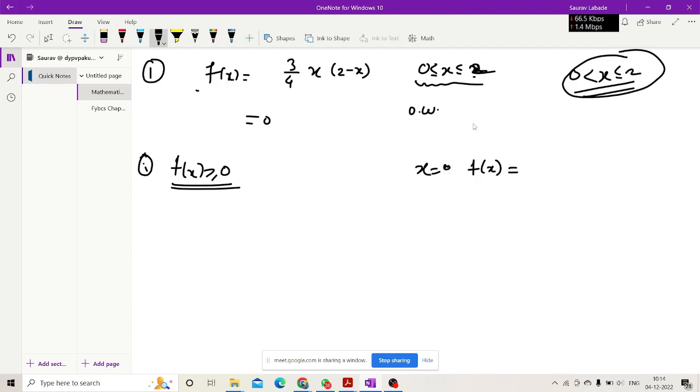एफ ऑफ एक्स बघा, एक्स जर सबस्टिट्यूट केला तर काय होईल? 3/4 into 0 into this bracket, right? The first will be 0. Then second, 1 substitute करा काय होईल? If we substitute 1, then it will become 3 by 4 into 1 into 2, because this is 2 minus 1. Sorry, 2 minus 1, so that will be 1, okay?